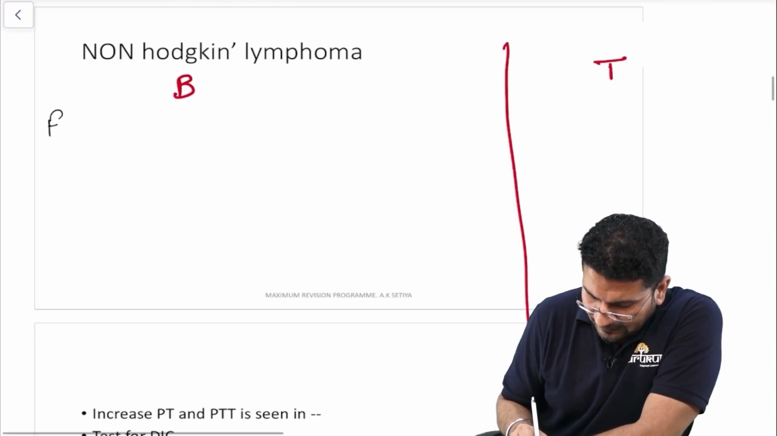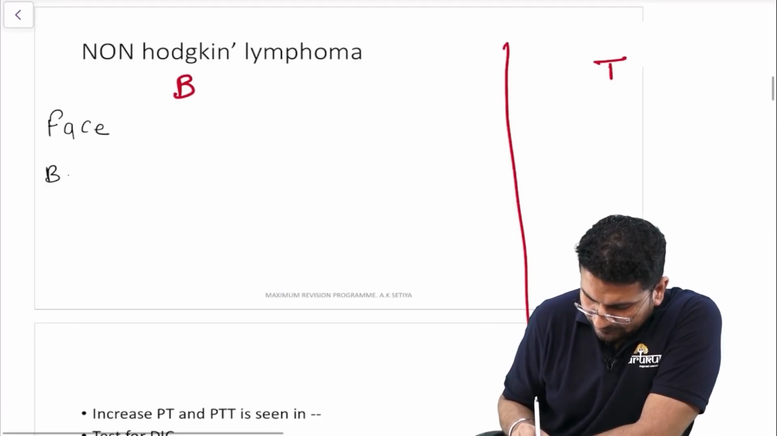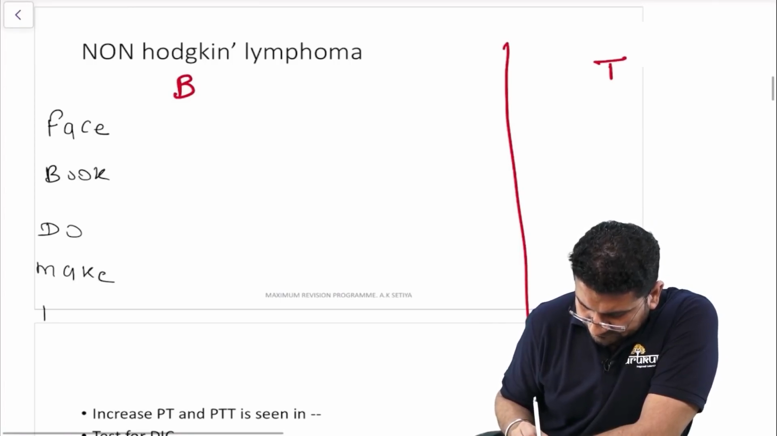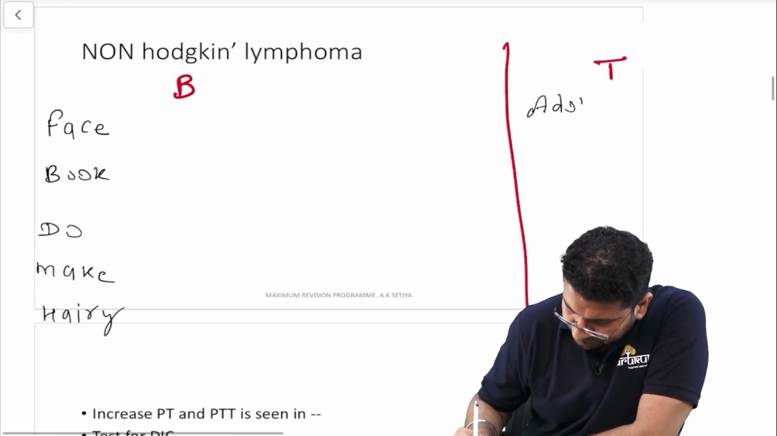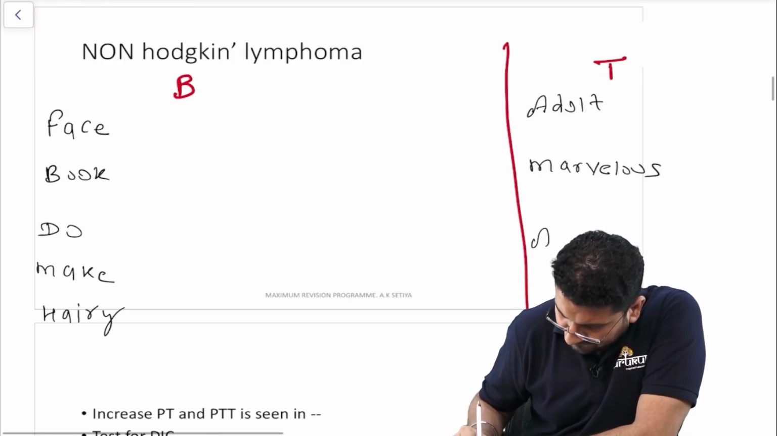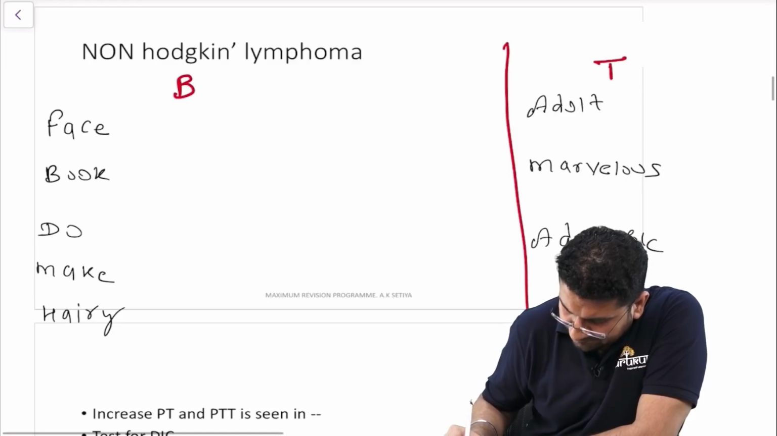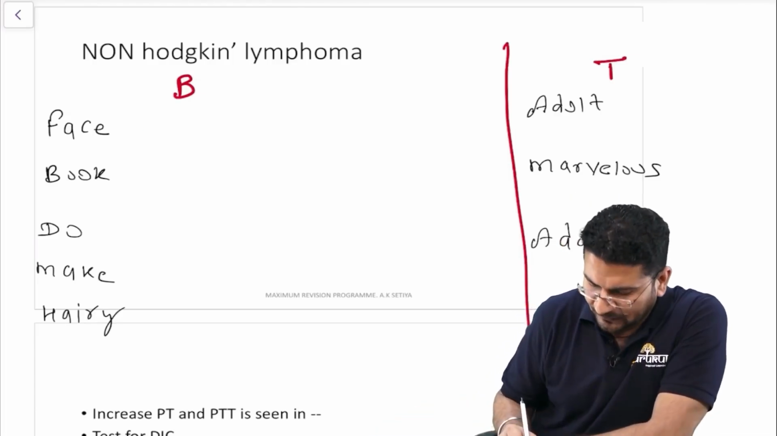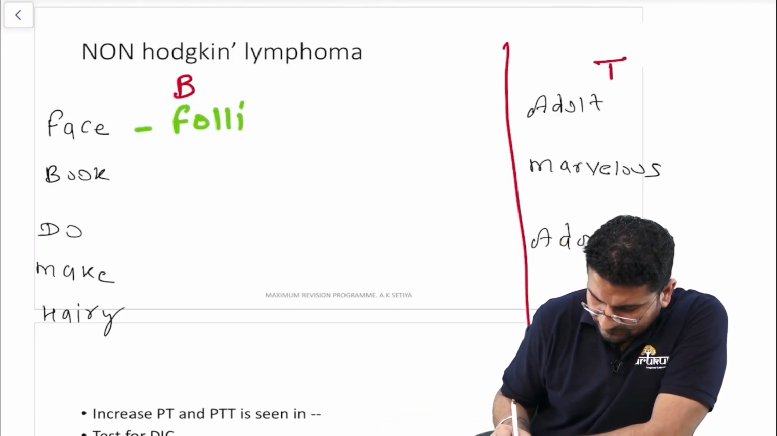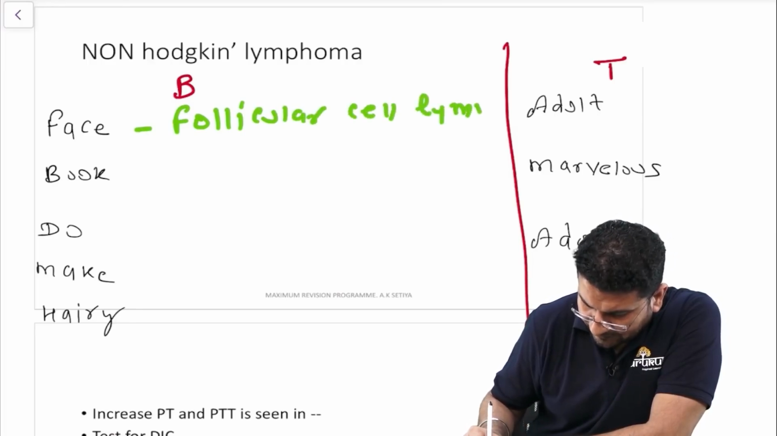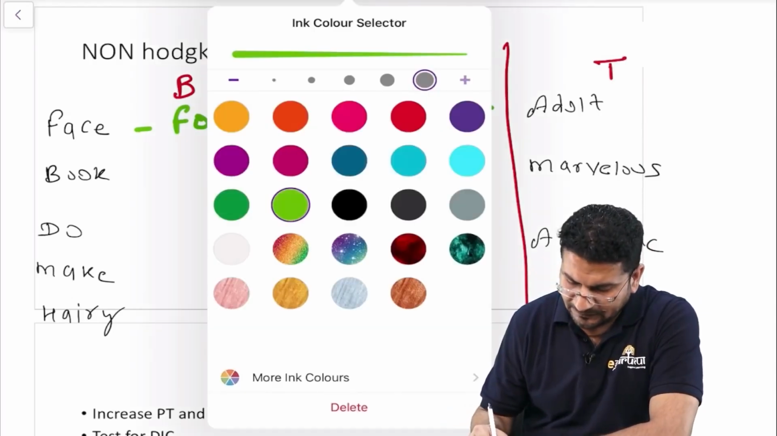I'll give a mnemonic for this: Facebook do make hairy adult marvelous adorable. "Face" means follicular cell lymphoma. Generally in your exam they ask a question based on which is B cell and which is T cell. So remember, this is a B cell tumor.